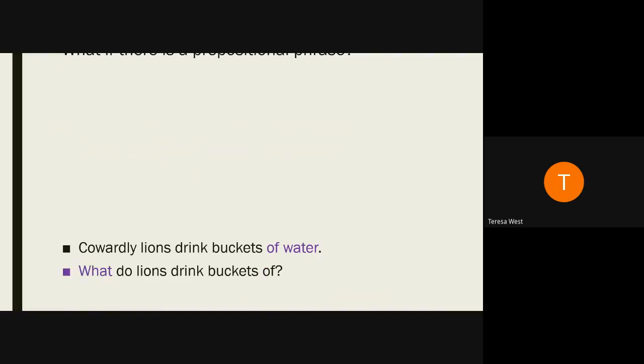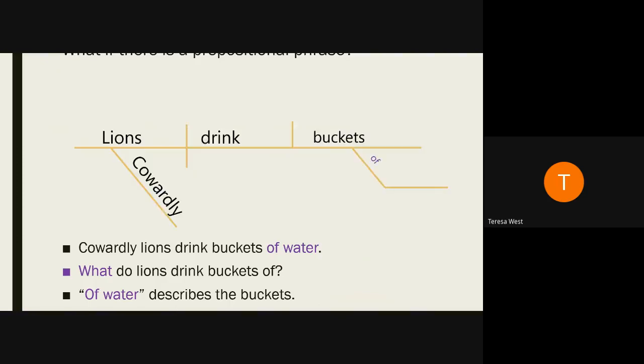Now, what do we do if there's a prepositional phrase? Cowardly lions drink buckets of water. What do lions drink buckets of? Of water. It describes the buckets, right? It's not buckets of juice or buckets of Coca-Cola, right? They drink buckets of water. So write it on a line under buckets.